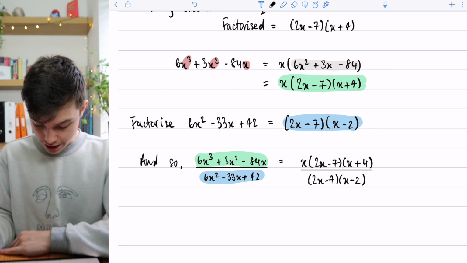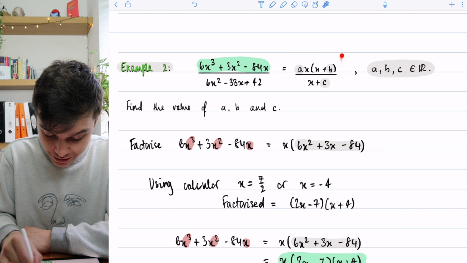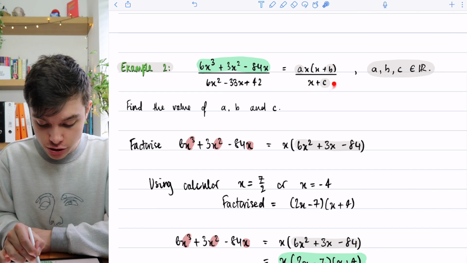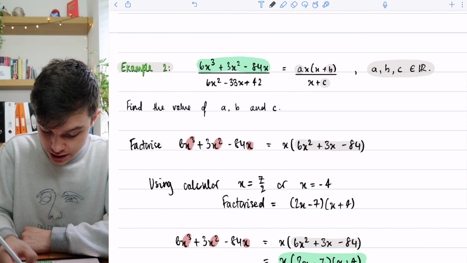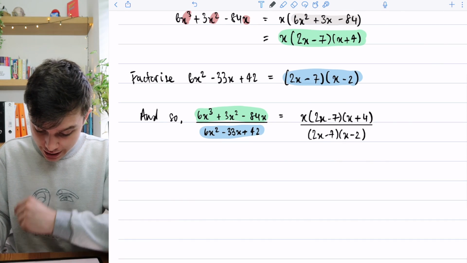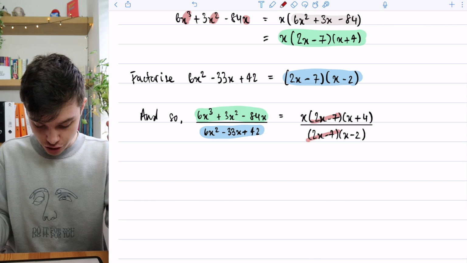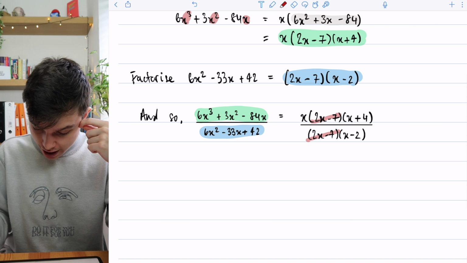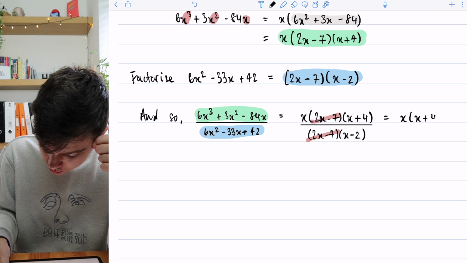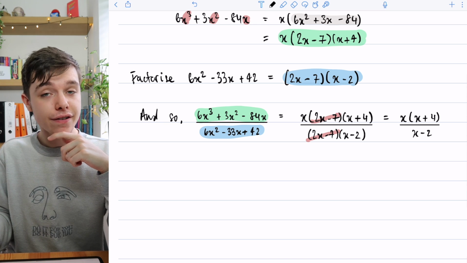All I want to do here is now simplify to get it in a form that looks something like this. We have ax times some bracket, and on the bottom just one single bracket, because we could have brackets like that, okay? So what can we do? Well, I could see we can divide top and bottom by 2x minus 7. They cancel each other out, so that's what we have there. And then if I write that without those two brackets, I have x times x plus 4 divided by x minus 2. And that is in the form that we need.